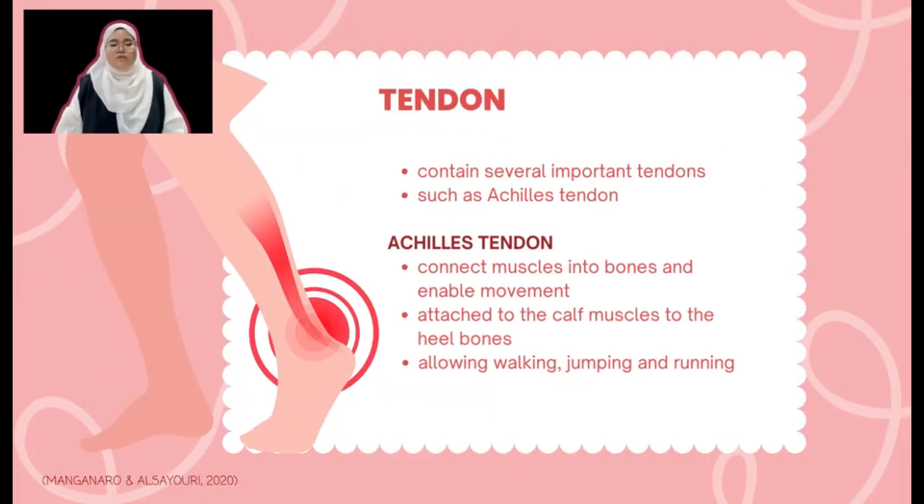Okay, now we move on to the next part, which is tendons. So, the ankle contains several important tendons, such as the Achilles tendon. The Achilles tendon connects muscle to bone and enables movement. It attaches the calf muscle to the heel bone and allows for walking, jumping, and running.